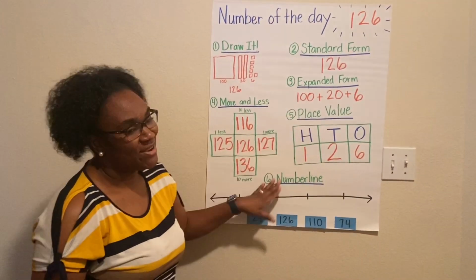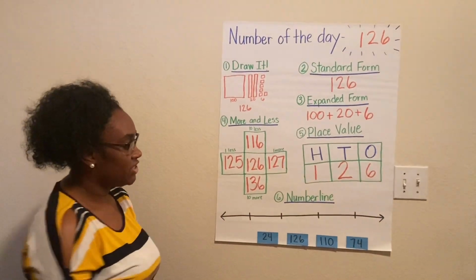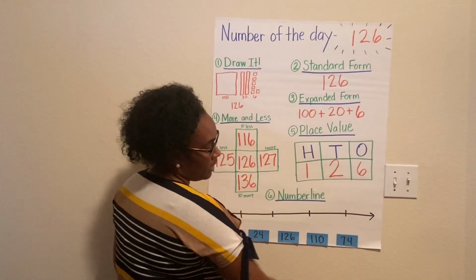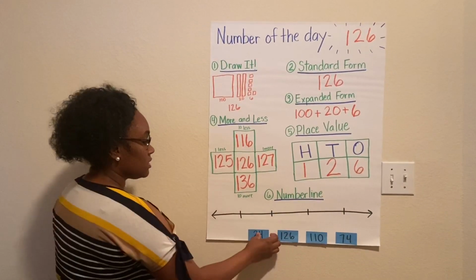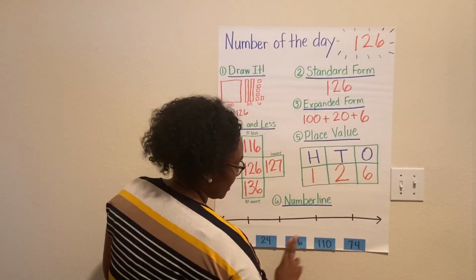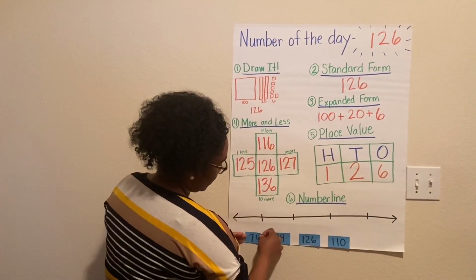And then the last one that we're gonna do for our online one is our number line. So we have 4 numbers at the bottom, and the students are going to put them in the correct order from least to greatest. So we're going to start with, we know our double-digit numbers are always going to be less than our 3-digit numbers.